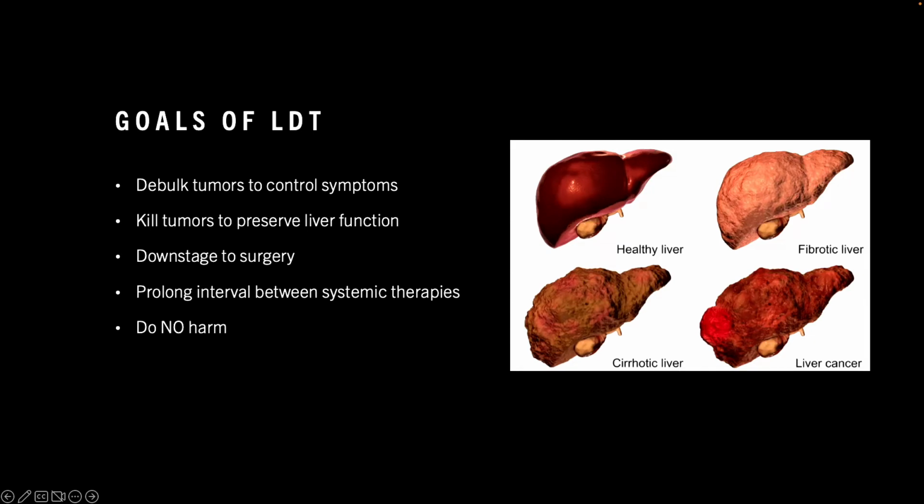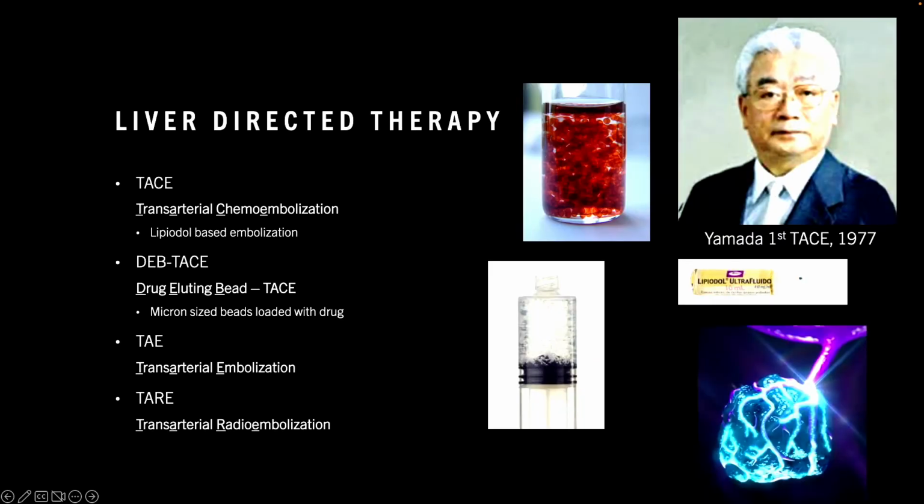And the last thing I'll say is I want to do no harm. So with my therapies, I don't want to hurt you, which would prevent you from going on to get additional therapies. So these are all the things that I'm thinking when I'm seeing patients in clinic. And so there's an alphabet soup, just like there is with everything else, of IR. When you come into my office, do I do TACE, DEB-TACE, TARE? What do all these things mean?